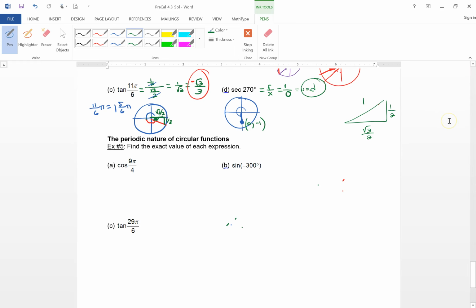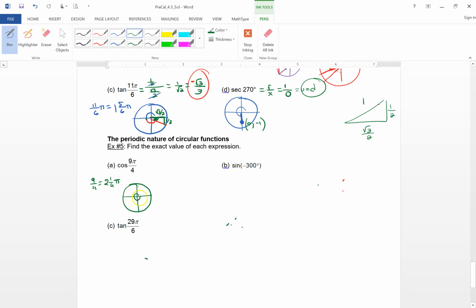Okay, so let's do a little bit more here. Cosine of 9 over 4 pi. 9 over 4 is, sorry, that's 2 and 1 over 4. Okay, so here we are. All right, I go a full 2 pi. Now I have to go another quarter pi. The quarter pi is halfway in one of my quarter slices, right?